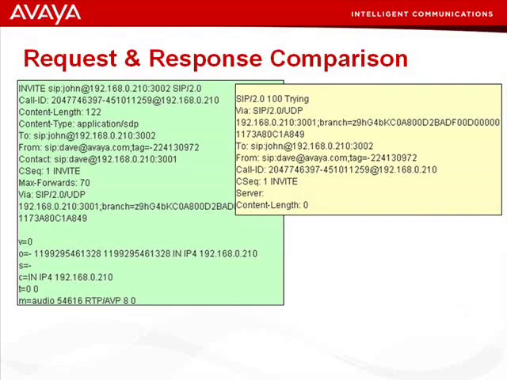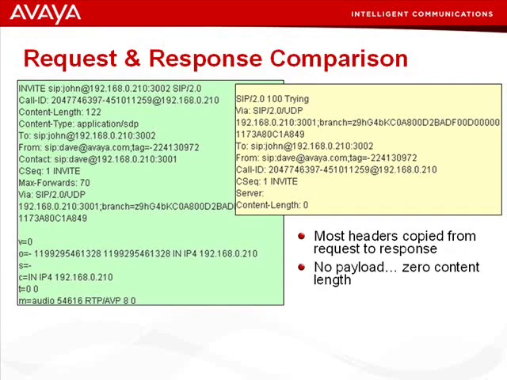Interesting. Now, what jumps out at me when I look at these messages side by side is that almost all the headers have simply been copied from the request straight into the response, almost, it seems, without any thought. The one that's different is the content length, which is now 0. Why should the content length in the response be 0? Well, of course, it's because there is no payload in the response. This is just SIP's way of saying that there isn't any payload.